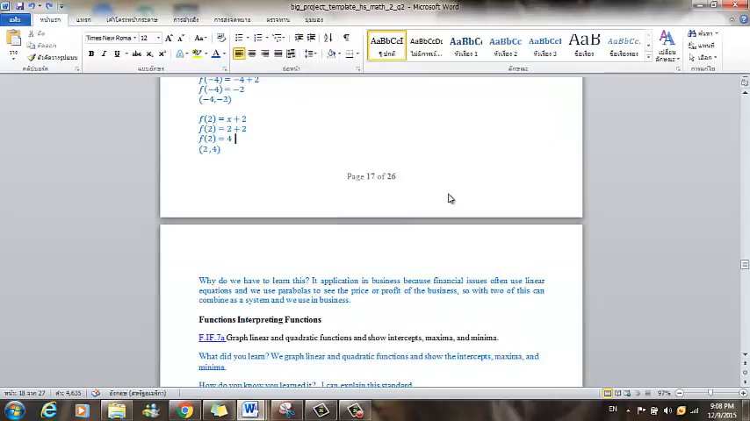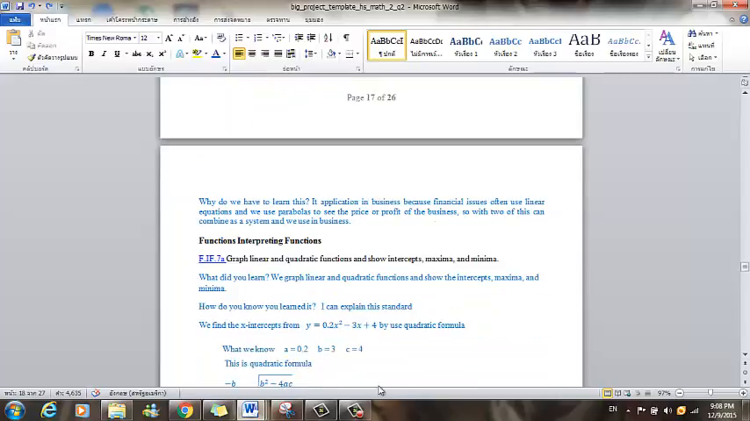So why do we have to learn this? Because of its application in business. Financial issues often use the linear equation, and we use the parabola to see the price and the profits of a business. So with the two of these, you can combine them together as a system and we use it in business.